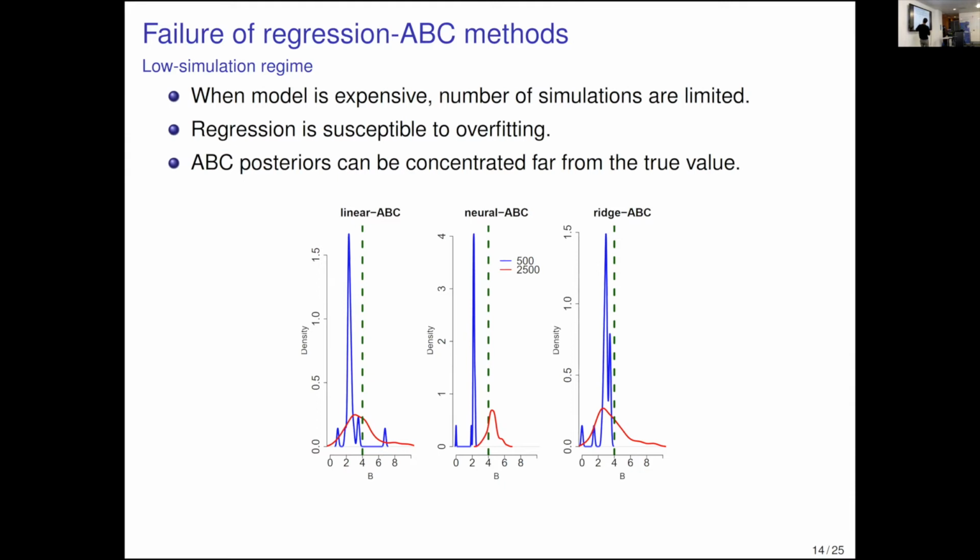Okay, and so here what I plotted is, again, green denotes the true value. There is 3 different types of regression ABC method. This is when it uses a linear model, a neural network, and this is ridge regression. And so the red one corresponds to when you have a lot of data points. And then the blue one is when you have only a few. And so, as you can see, sometimes there's only a few data points. That's why the posterior looks like this. And it's concentrated sometimes outside, very far away from the true value. But at the same time, it's also very sure that it's there. So that's kind of double problem.